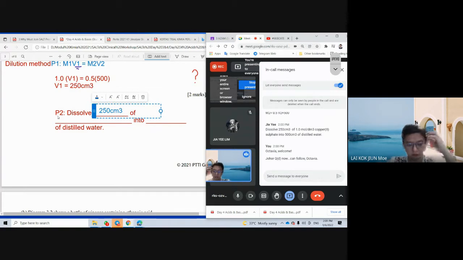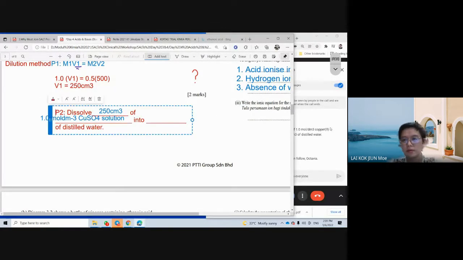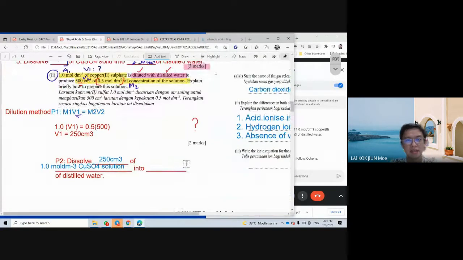Okay, dissolve 250 cm³ of the 1.0 mol dm⁻³ CuSO4 solution into the 250. Very good. Must specify, remember, molarity must have the unit. 250. 500. Now 500 already.